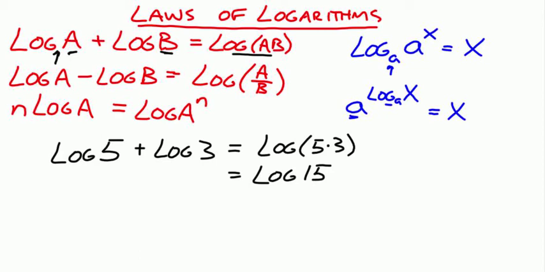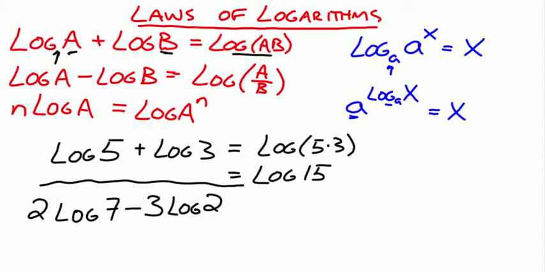Let's do log of 2 log of 7 minus 3 log of 2. All right, so our instinct might be, let's kind of separate these so we know that they're different. Your instincts might be to start trying to divide by 2 and all that, but we can't do that because we don't have an equal sign.